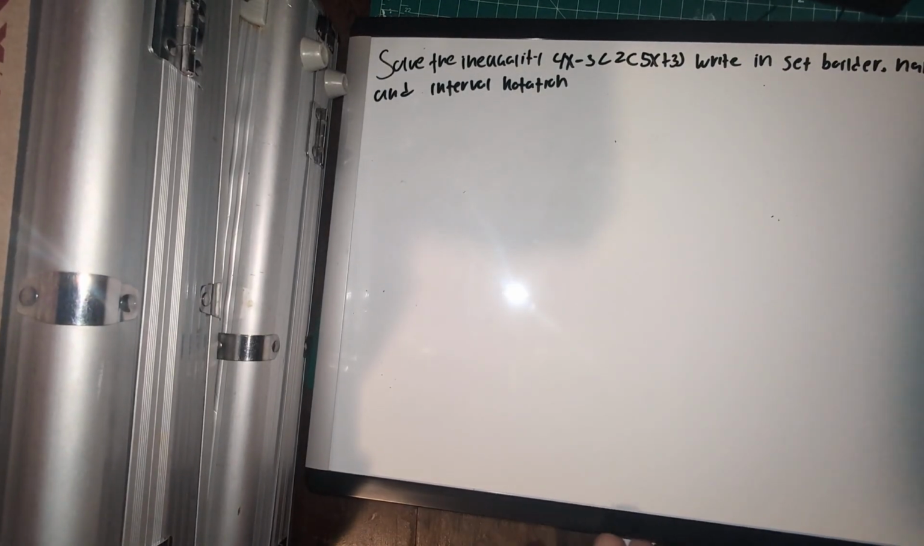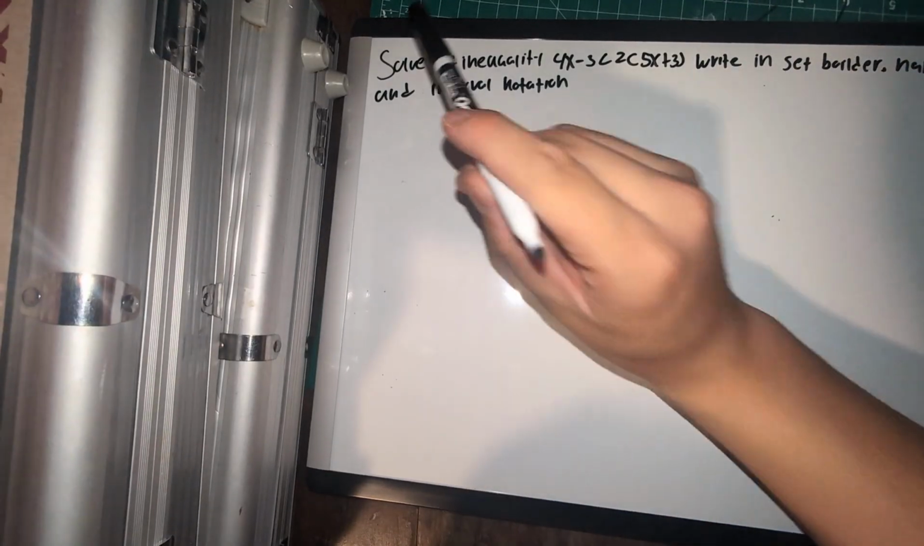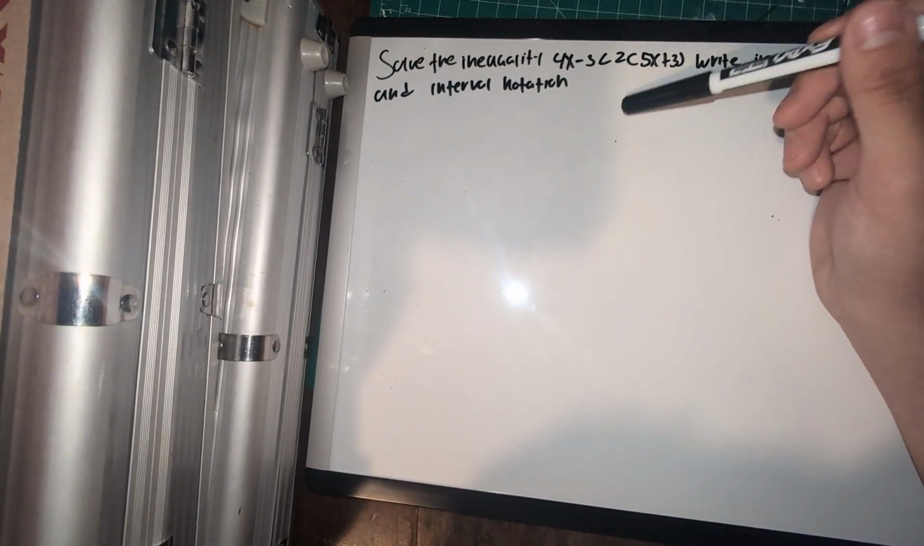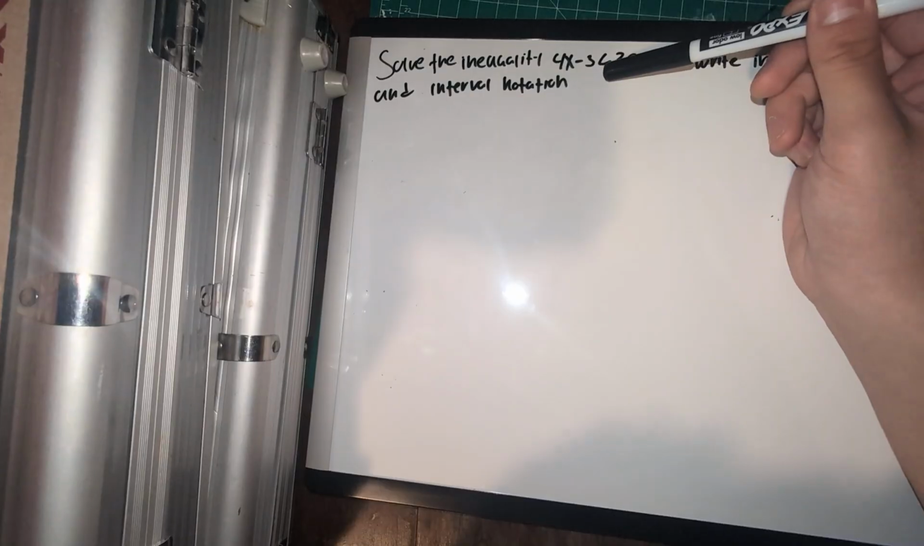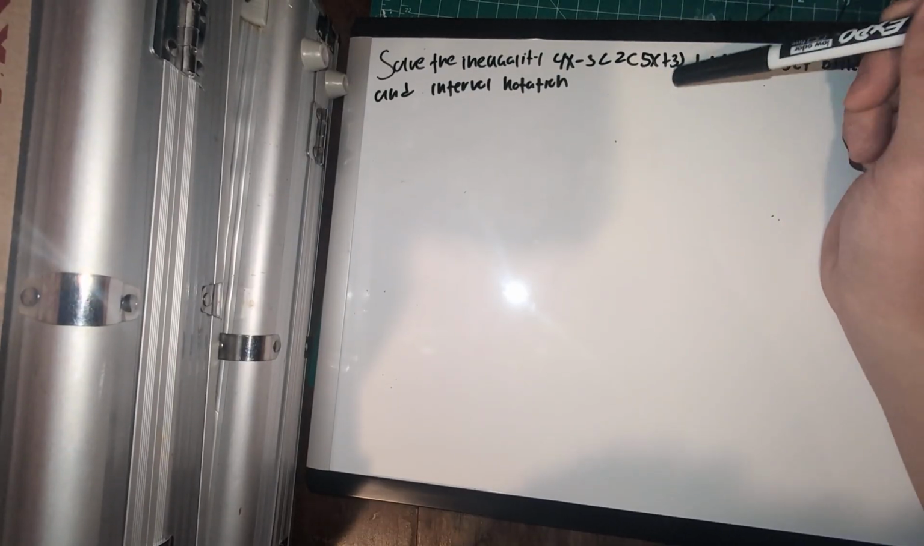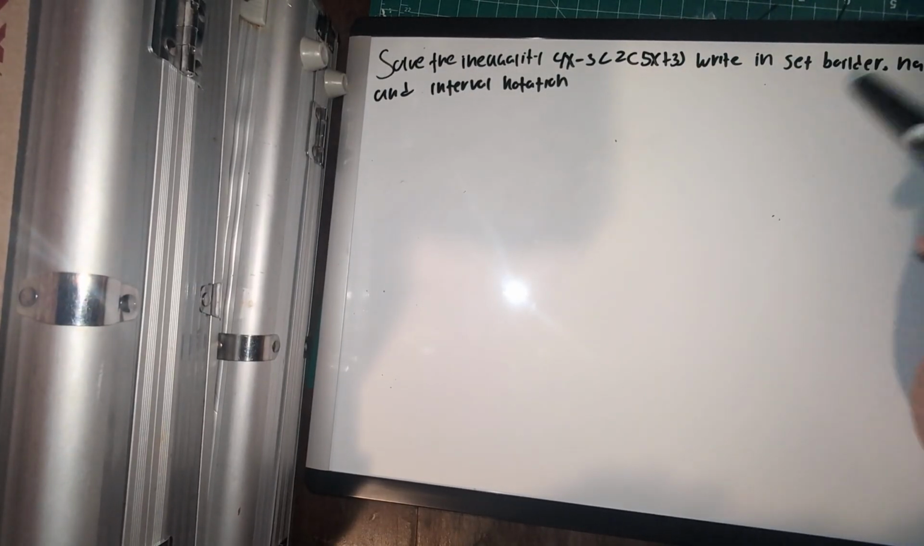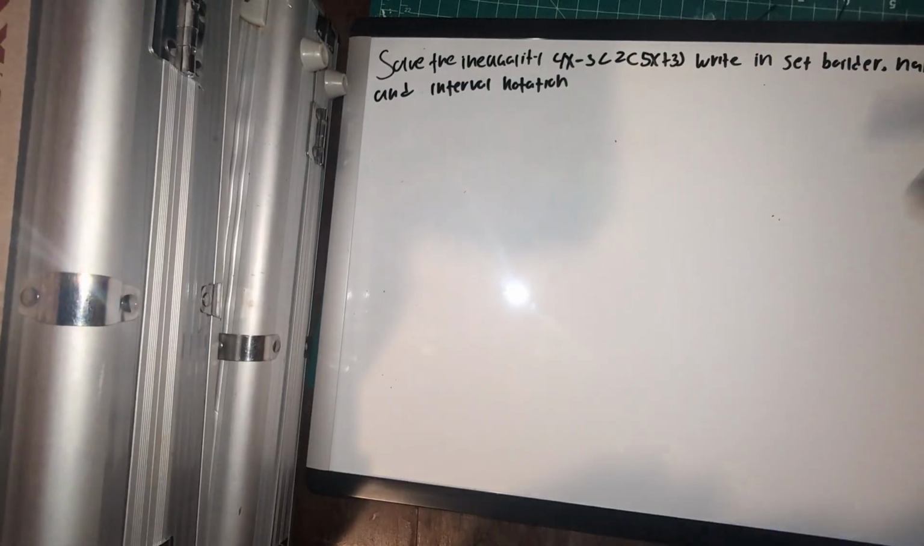What's going on? We're doing some college algebra today, specifically exam 1, question number 5. So, let's start with the problem itself. Solve the inequality 4x minus 3 is less than 2 times (5x plus 3). Write this in set builder, number line, and interval notation.